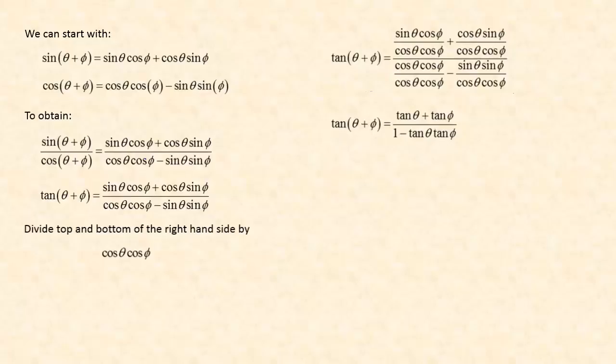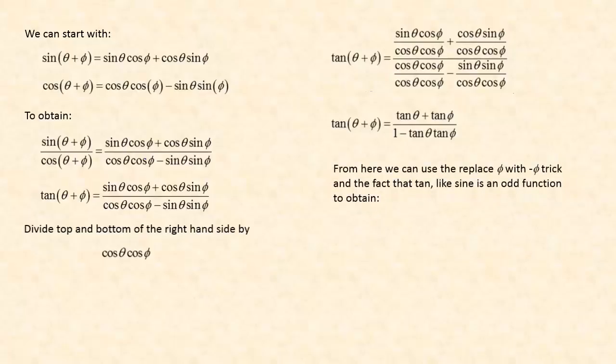And so that's the first of the tangent ones. From here we can use the replace phi with negative phi trick and the fact that tan, like sine, is an odd function to obtain this result.